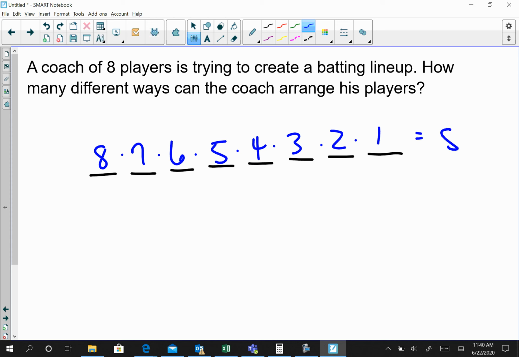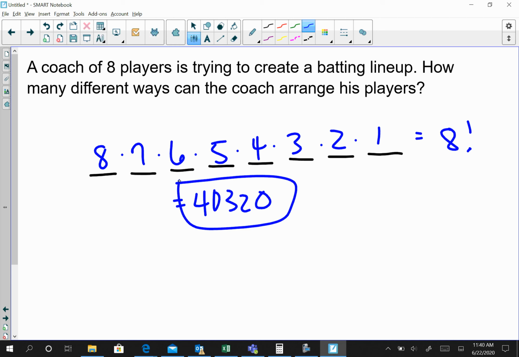This is called a factorial, which looks like an exclamation mark. That's what happens when you go down by 1 like that, and then you're multiplying 4, 3, 2, 1. There are 40,320 ways that he can arrange his players.